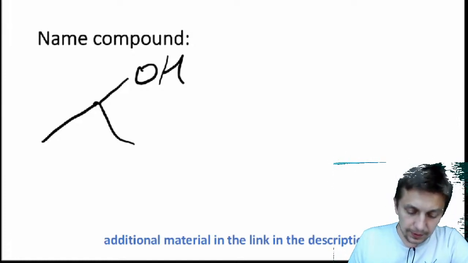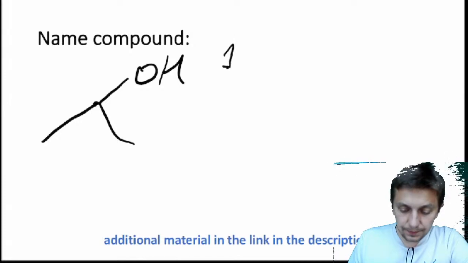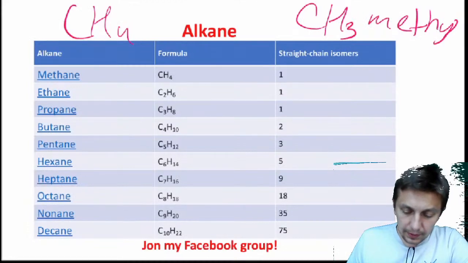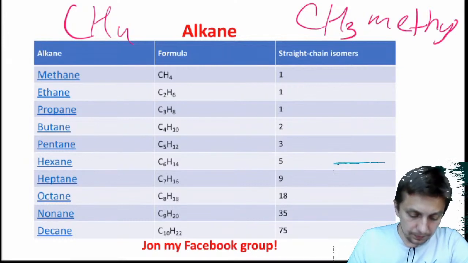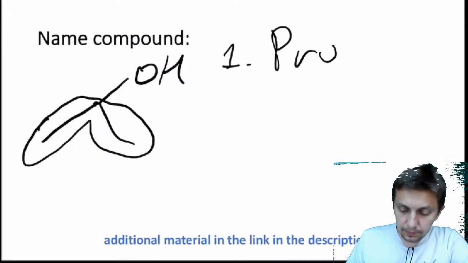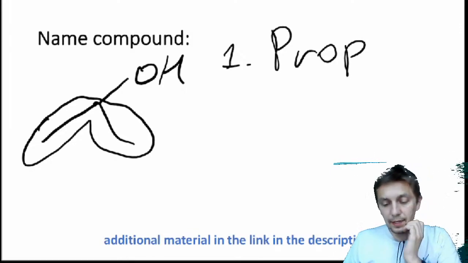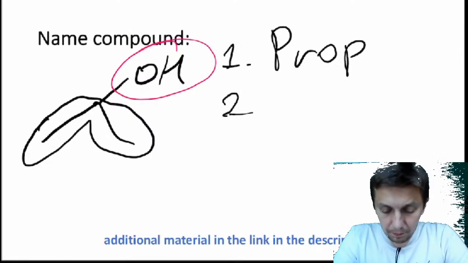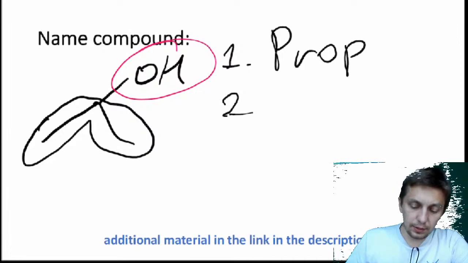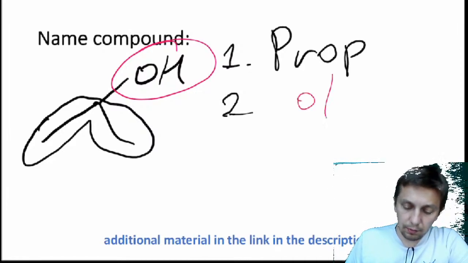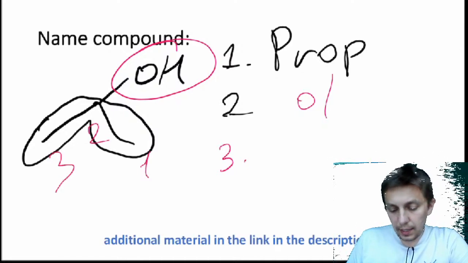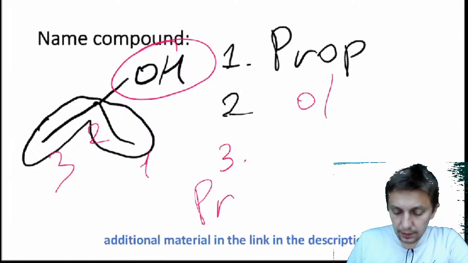So first, find the longest chain. Longest chain. It's 3 carbon atoms. 3 carbon atoms means prop. Then find the modification. The modification is OH. The position of OH, it's -ol. Position is 1, 2, 3, and it's propanol.